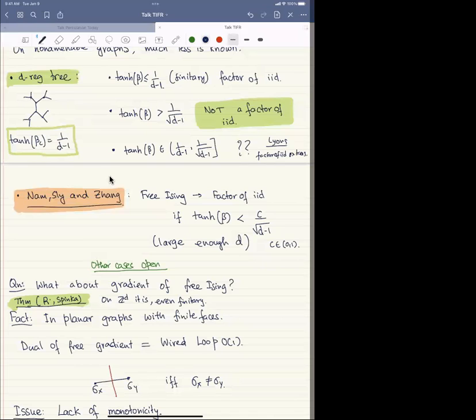Sorry. Yes, to prove that it is a factor of IID, through your examples, it seems like there is a path. But to prove that it is not a factor, it seems like I have to rule out all the paths. But that's too much.